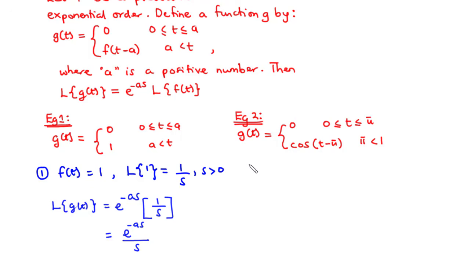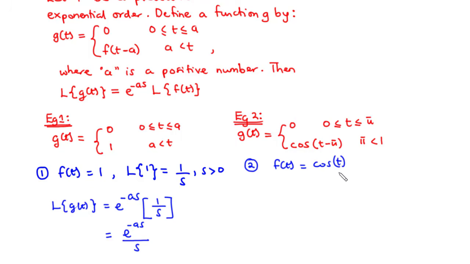Now to the second example, we have the function g of t equals 0, where 0 is less than or equal to t, less than or equal to pi, and then g of t equals cos of t minus pi, where pi is less than t. In this example, you realize that there is a delay. So this function has a delay of pi. Now the function without the delay is f of t equals cos t. However, this function has been delayed by pi.